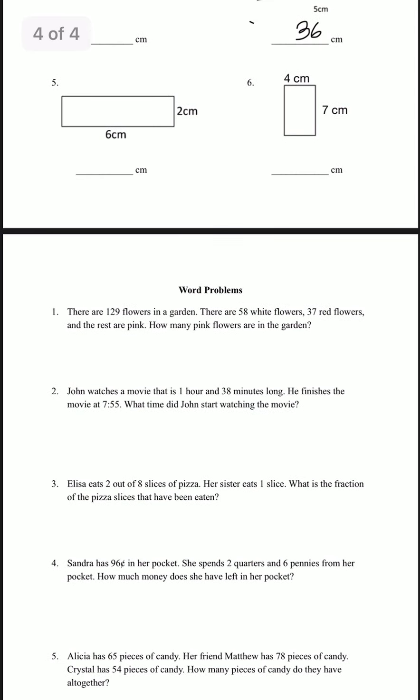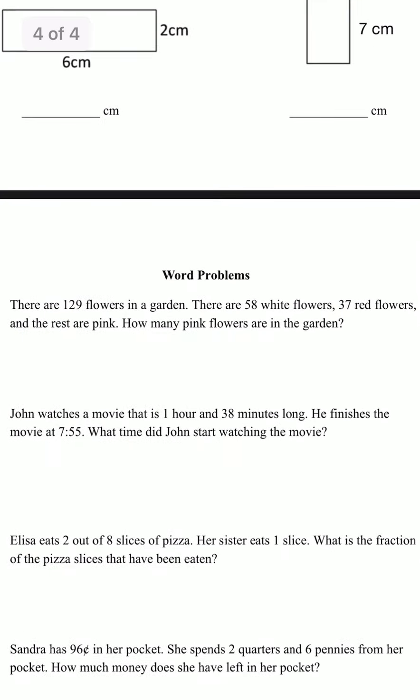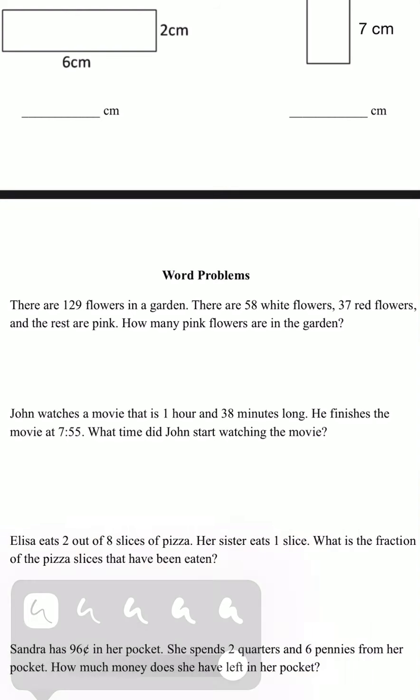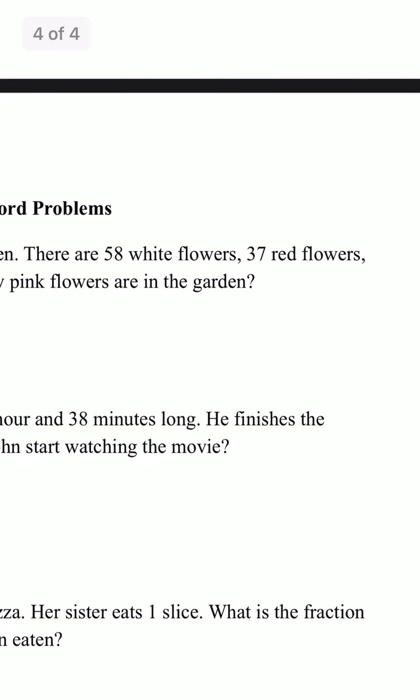Now let's try number 1. There are 129 flowers in a garden. There are 58 white flowers, 37 red flowers, and the rest are pink. How many pink flowers are in the garden? So the total is 129, and we know the number for white flowers and red flowers.